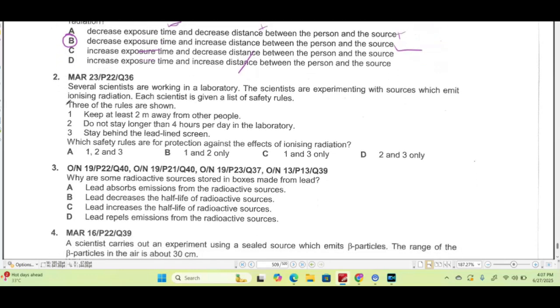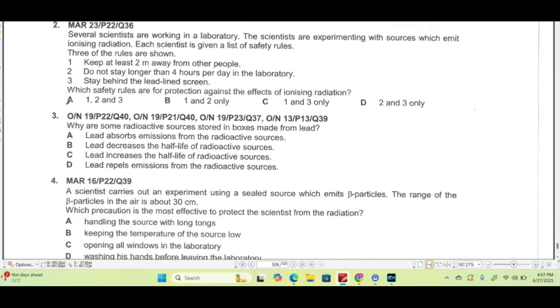Moving on to question number 2. Several scientists are working in a laboratory. The scientists are experimenting with sources which emit ionizing radiation. Each scientist is given a list of safety rules. 3 of the rules are shown. Keep at least 2 meters away from other people. No. Do not stay longer than 4 hours per day in the laboratory.